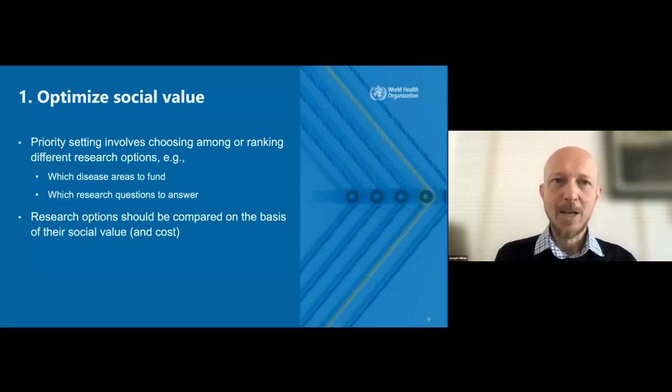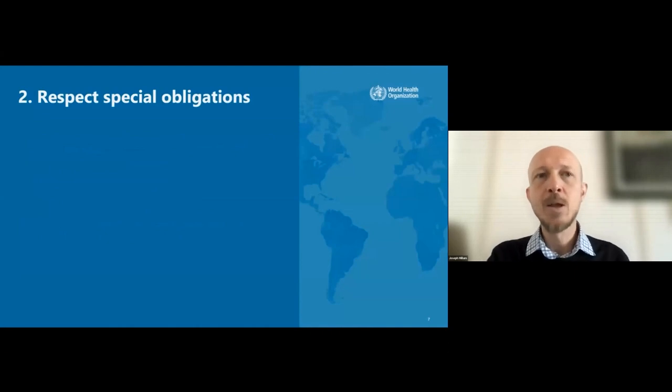The claim that we should optimize social value is a claim that we should compare these research options on the basis of their social value. And in the case where we're actually thinking about the allocation of scarce resources, so for example, if you're thinking about the allocation of funding, they should also be compared on the basis of cost. And so the goal of the priority setting exercise is to generate a portfolio of research options that is optimal given the costs in terms of the social value of that research. Okay, so that's optimized social value.